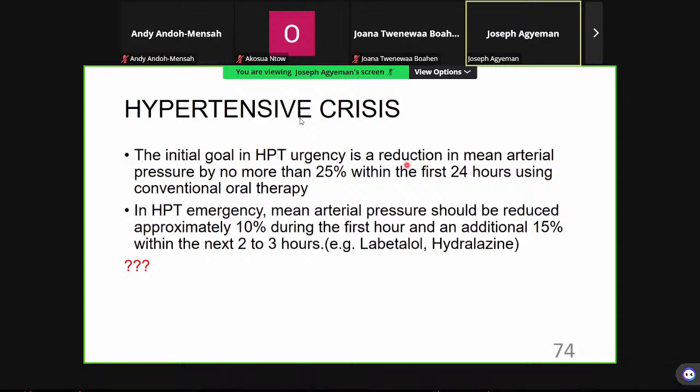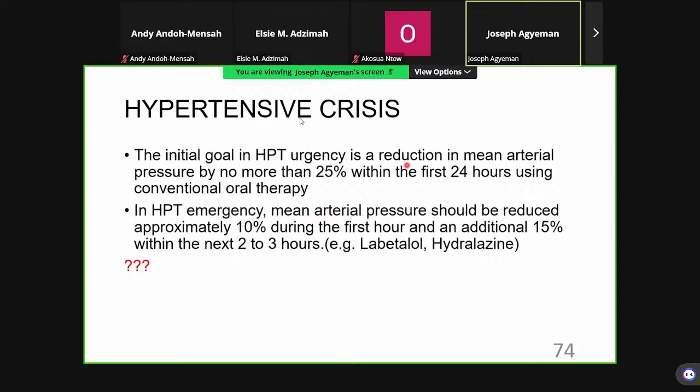No. In urgency, since you don't have any target organ damage, you are not in a rush to urgently or quickly decrease the BP. So you have a luxury of 24 hours, and then you decrease it over that time. Once you get any hint of target organ damage, then it's no more urgency, it's emergency. Then that one you don't have time. So you quickly use agents that you can titrate. The IV injectables you can titrate and then manipulate to bring down the BP as stated: 10% first hour, 15% second to third hour. Yes, anything, class captain?